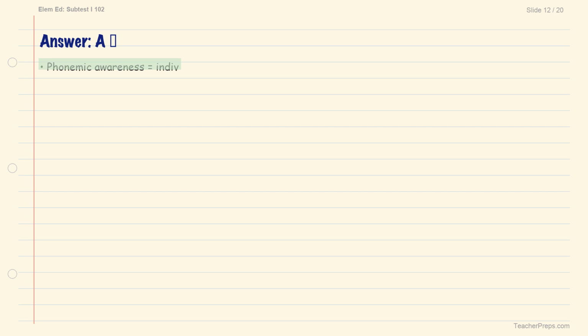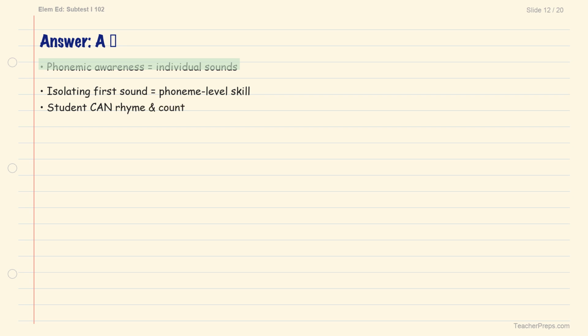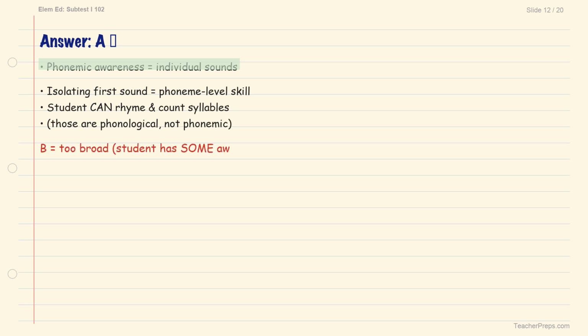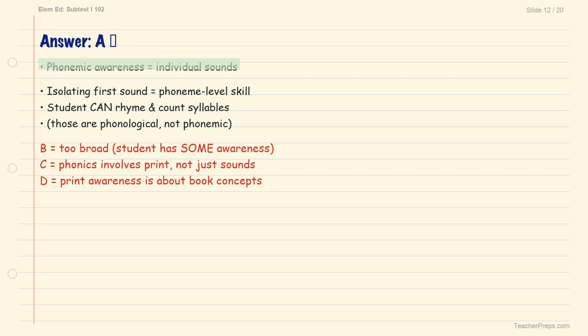Isolating the first sound in a word is a phonemic awareness skill, which deals specifically with individual phonemes. The student can already rhyme and clap syllables, which are broader phonological awareness skills, so phonological awareness in general is not the issue. Option B is too broad because the student already demonstrates some phonological awareness. Option C involves phonics, which requires connecting sounds to printed letters. Option D involves print concepts like directionality and book handling, which is not relevant here.